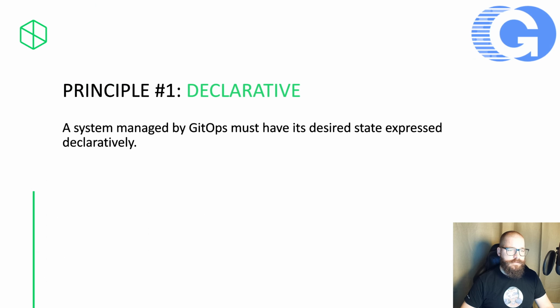The first principle is that a system managed by GitOps must have its desired state expressed declaratively, and that usually means having perhaps YAML files for Kubernetes, but it can mean a lot of other things as well. In my case, I'm trying to configure Azure infrastructure declaratively in the same way.